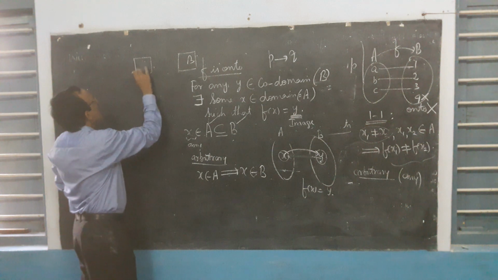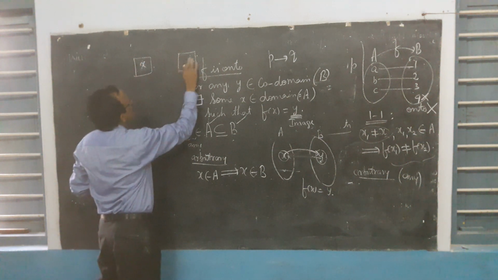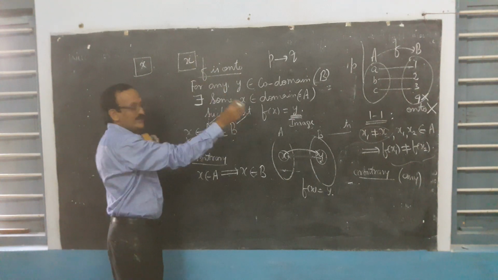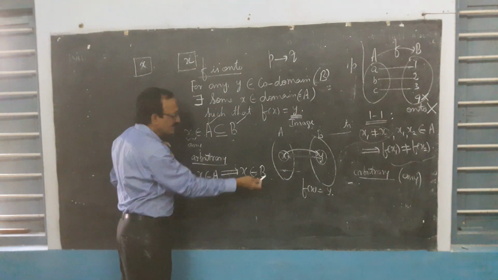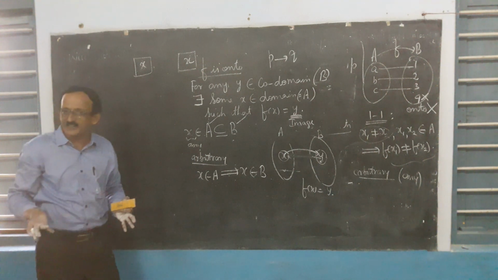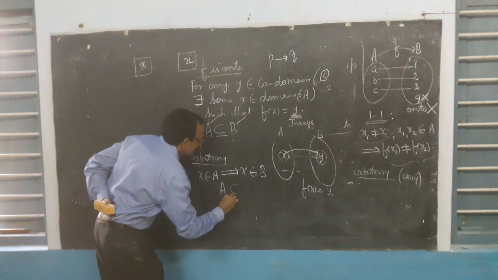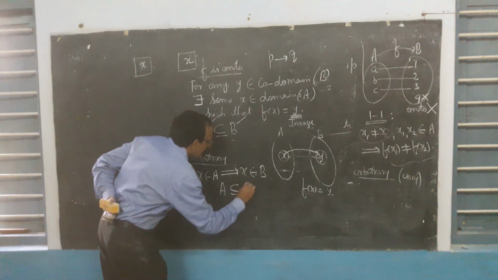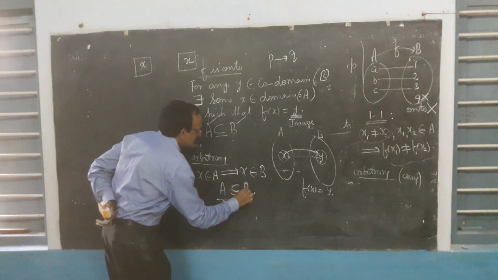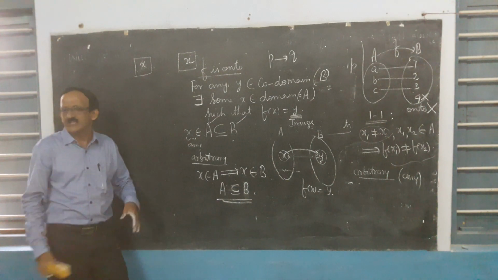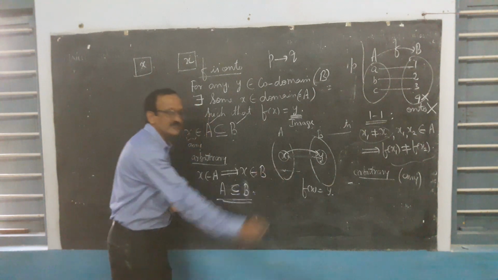What are you going to do? Take an arbitrary member of the first set. Show that this member x also belongs to B. If this arbitrary member of the first set belongs to the second set also, since x is arbitrary, we conclude that every member of the first set is contained in the other set. This is how we prove the set inclusion relation.